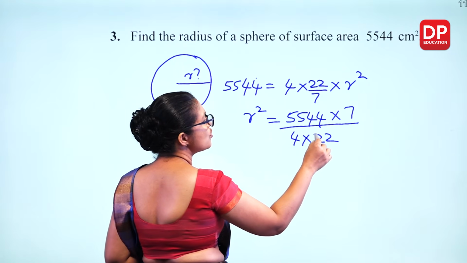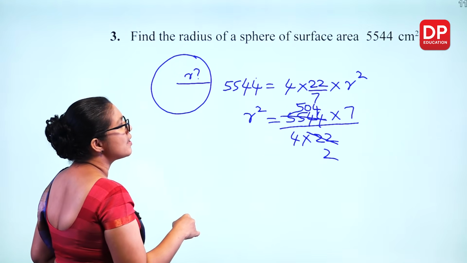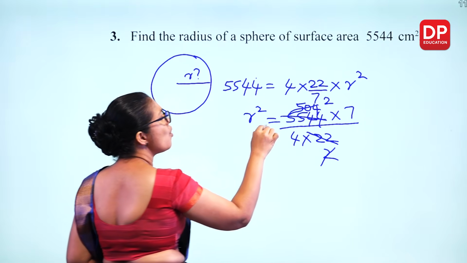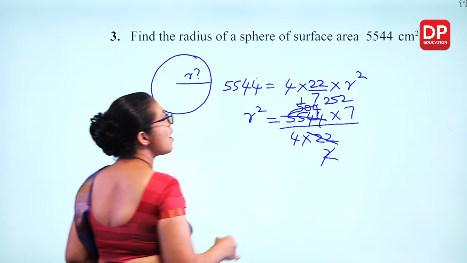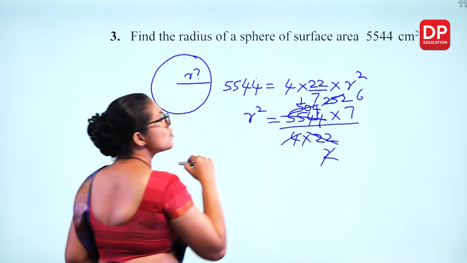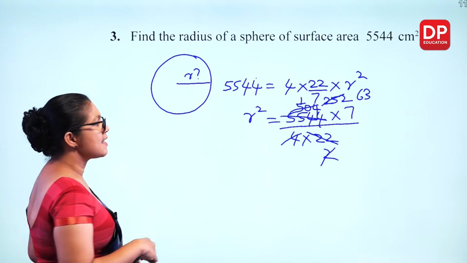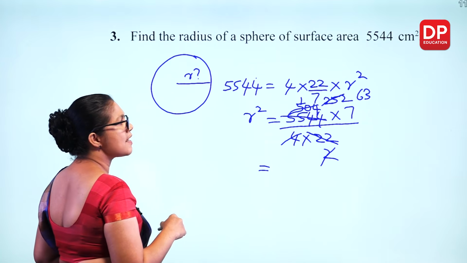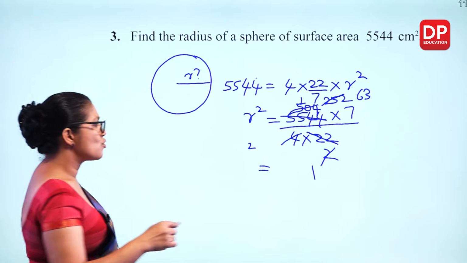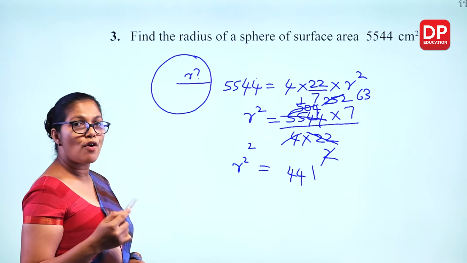This is divisible by 2. 11. 2, 11, 5, 11, 4. Again, you can divide this by 2. You get 2 times 2, 4. For 10, 5. So 252. So again, you can divide by 4. 4 times 6, 24. For 12, 4 times 3. So you get 63 times 7. So what is 63 times 7? 7 times 3, 21. 2 remaining. 7 times 6, 42. Plus 2, 44. So you get r squared is 441.